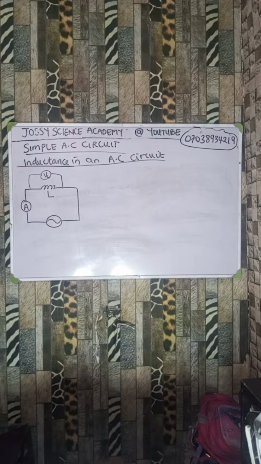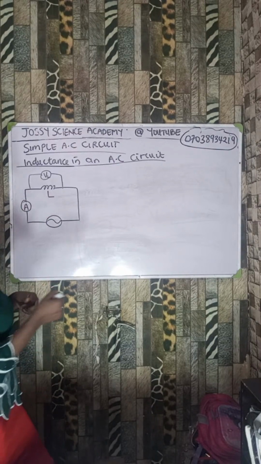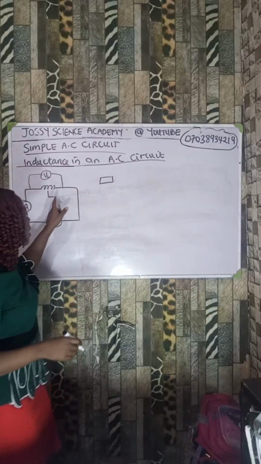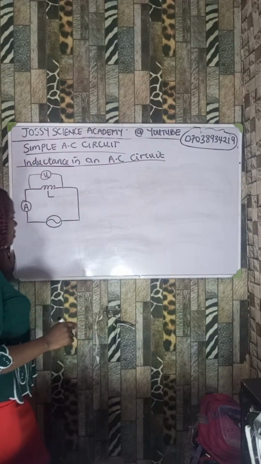How are we going to change it? The former one we did before I cleaned the board, before I went back to YouTube, was resistance in an AC circuit. The first diagram has resistance here, a symbol like this, which is a resistor. Now we have an inductor. Everything will change.